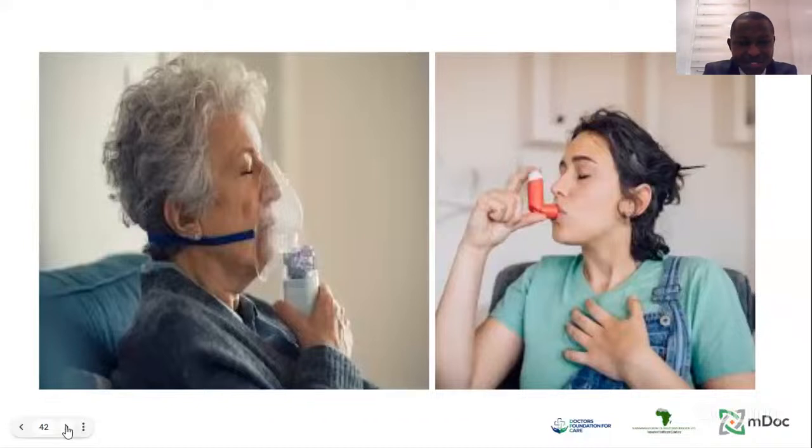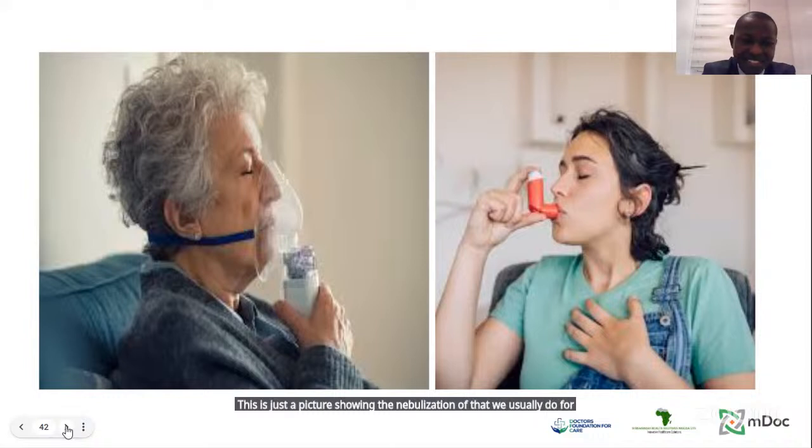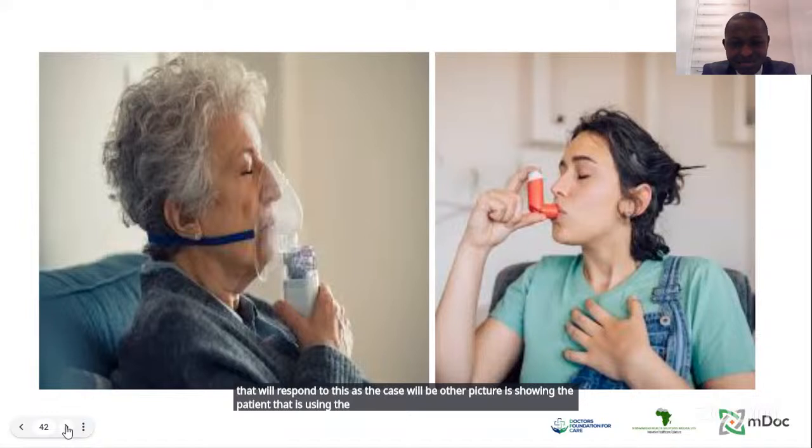This is just a picture showing the nebulization of short-acting beta agonist that we usually do for patients that have acute severe asthma and all that. The aim is to dilate the airway, and that will improve the airflow, inspiration, expiration, and that will, of course, relieve the wheezing. But like we are trying to say, not all airway wheezing or obstruction will respond to this. The other picture is showing a patient that is using the salbutamol inhaler.